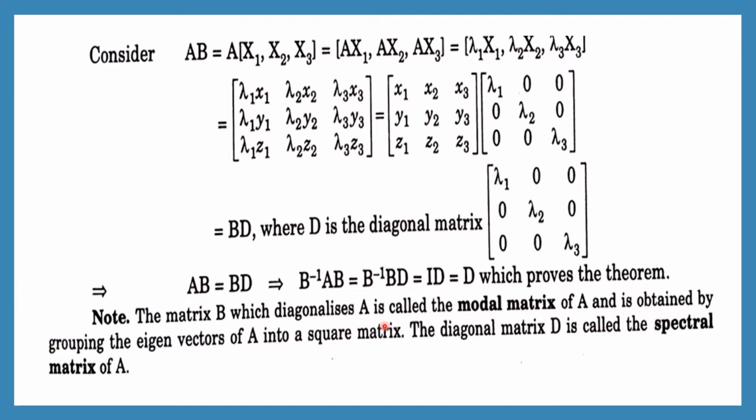The matrix P which diagonalizes A is called the model matrix of A and is obtained by grouping the eigenvectors of A into a square matrix.